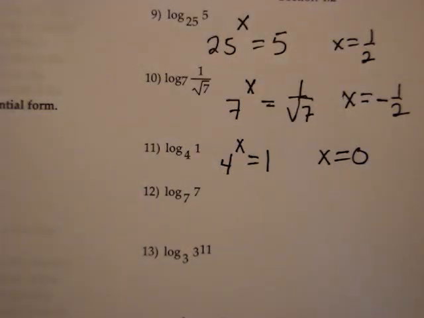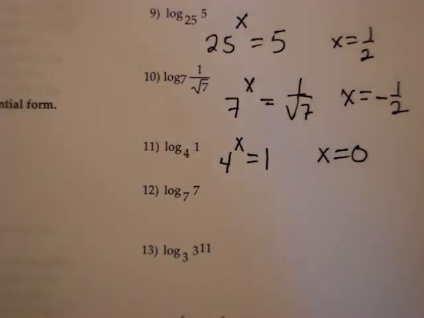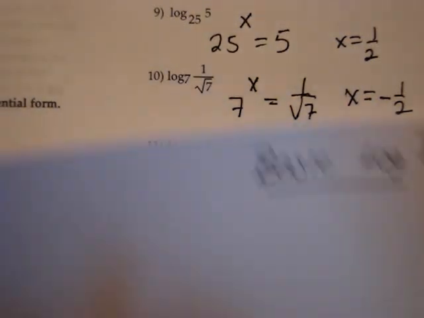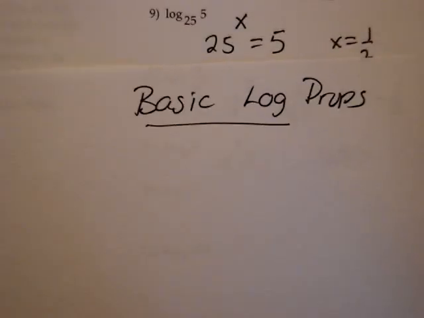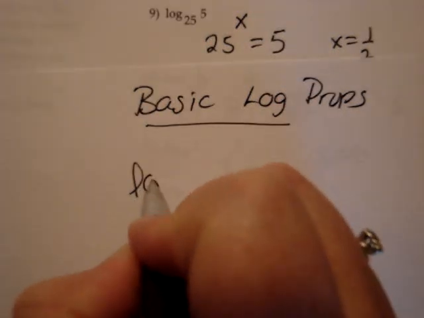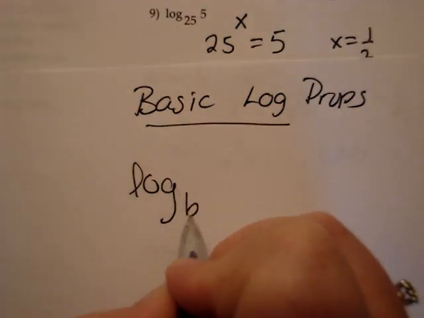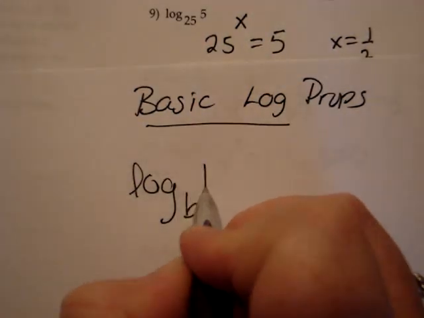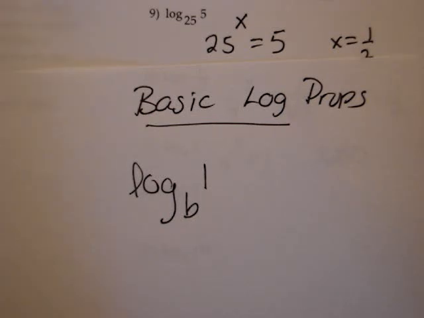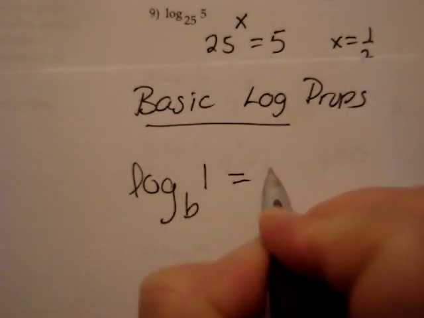which I'm going to write on a separate piece of paper here for you. So, basic log properties. So the first one is, if you have the log of any legal base of 1, that will always equal 0.